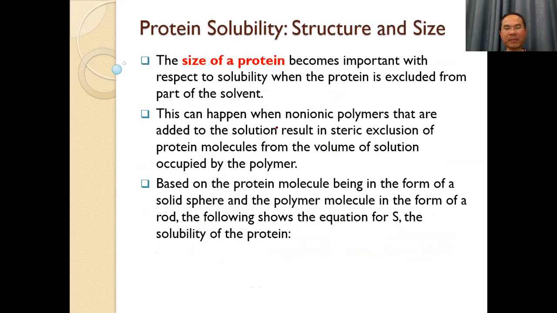This can happen when a non-ionic polymer is the precipitating agent. That's why we add the non-ionic polymer as the precipitating agent to the solution. This results in steric exclusion of protein molecules from the solution. The protein molecules are occupied or aggregated by molecules of the non-ionic polymer. This also depends on the protein molecule being in the form of a solid sphere and the polymer molecule in the form of a rod. The following shows the equation for the solubility of protein.